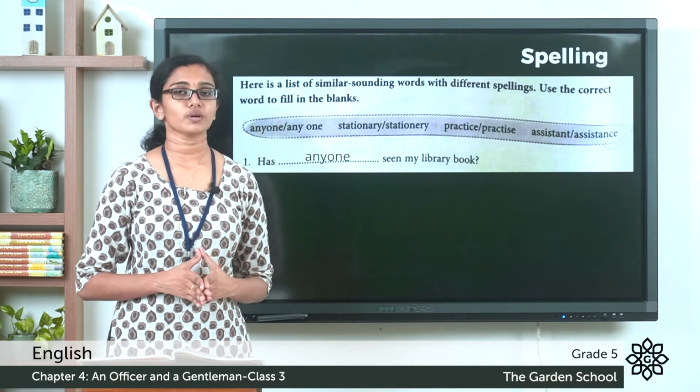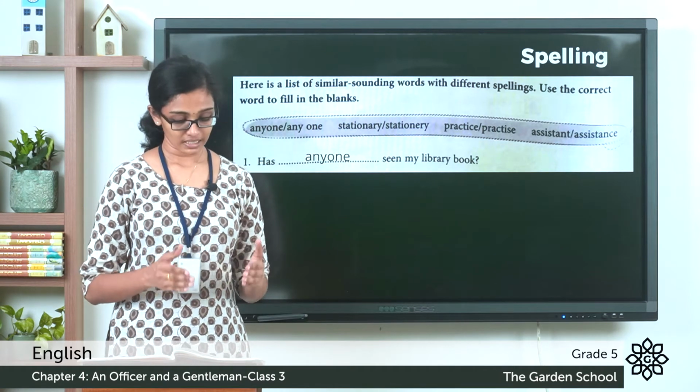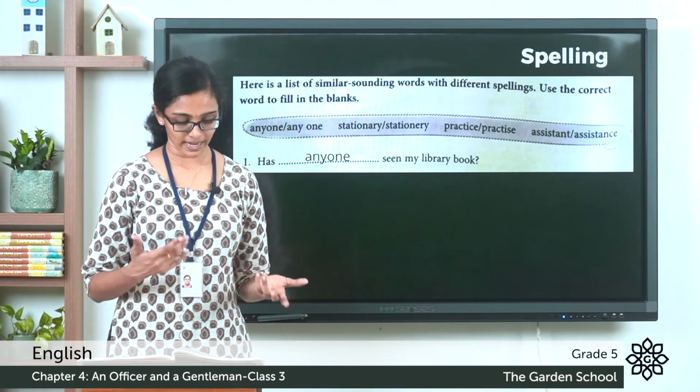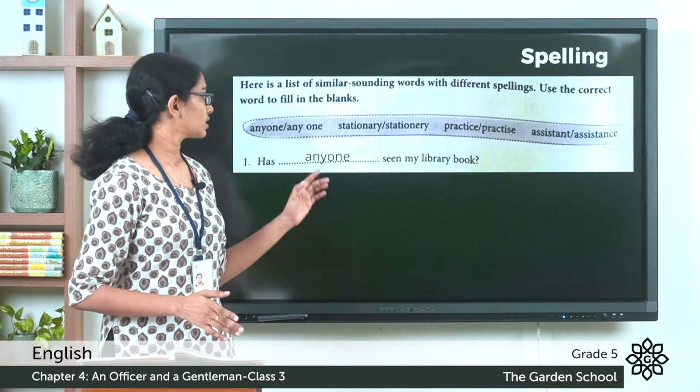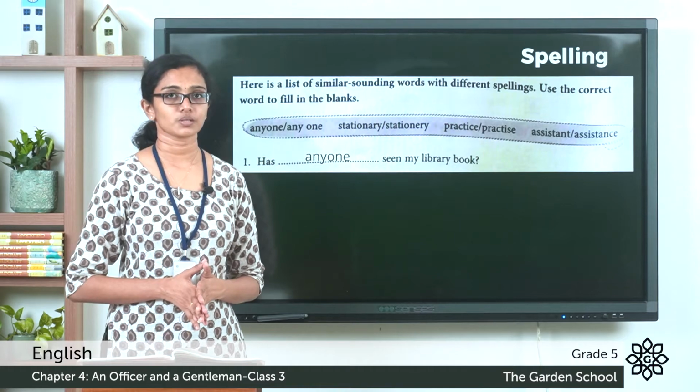So here, which one do you think is the correct option? It is has anyone or any one. Has anyone seen my library book? The word anyone without a space in between.